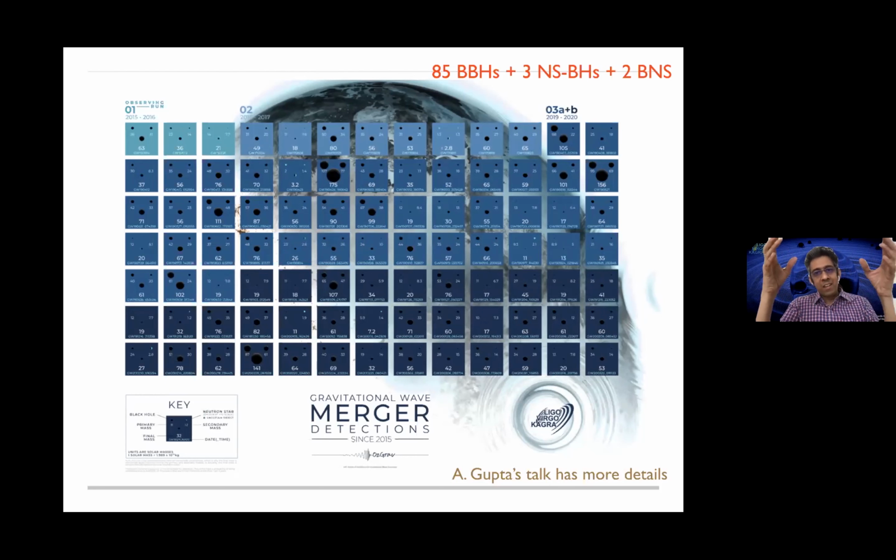So when I said approximate numbers, maybe Anuradha's talk will tell you the subtleties in calling what is a binary black hole versus what is a neutron star black hole. I will not go into any of these things. This is just to showcase where we are in terms of the observations, and I will not talk more about it.